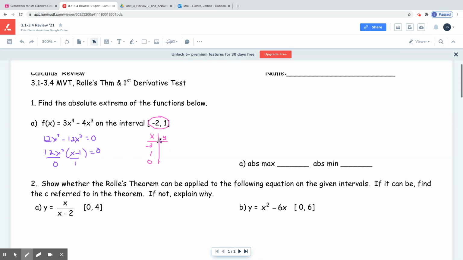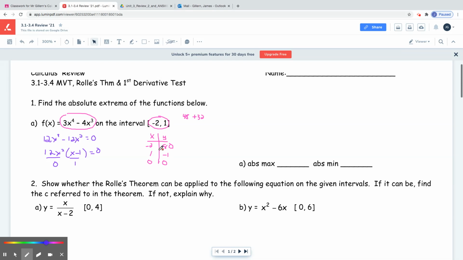Now, to find our y's, you plug back into the original, not to the derivative. All right, you plug back into the original, not to the derivative. So when I plug in negative 2 to the fourth is positive 16. 16 times 3 is 48. Negative 2 cubed is negative 8. Negative 8 times negative 4 is positive 32. All right, so 48 plus 32 gives us 80. All right, plug in 1 is 3 minus 4, which is negative 1. Plug in 0, you get 0.